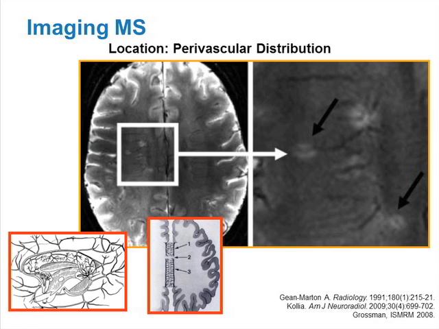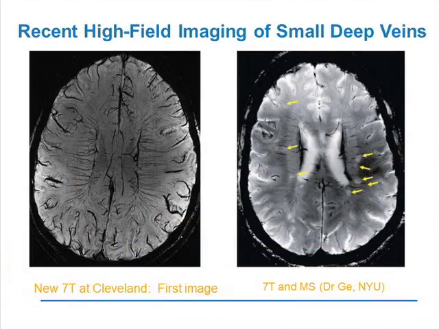The etiology is a little uncertain, probably has to do with some watershed vulnerability to the vessels and parenchyma in this region. And then here we can show off some very recent high-field imaging that beautifully shows these veins from a 7 Tesla now at the Cleveland Clinic. And then on the right-hand side, you can see a 7 Tesla image, but on a patient with multiple sclerosis, and then those yellow arrows show how the lesions form around those venules.